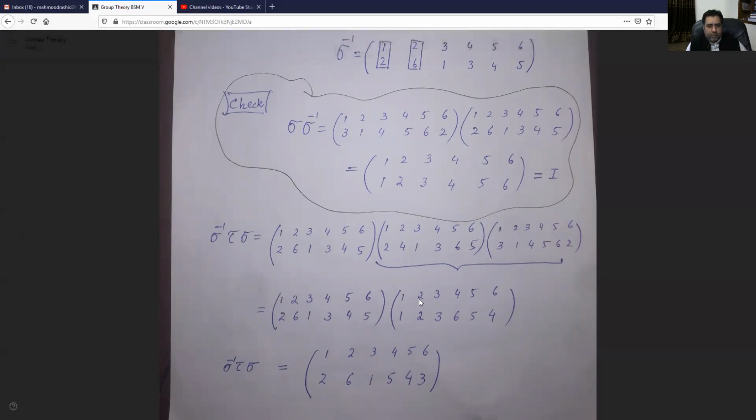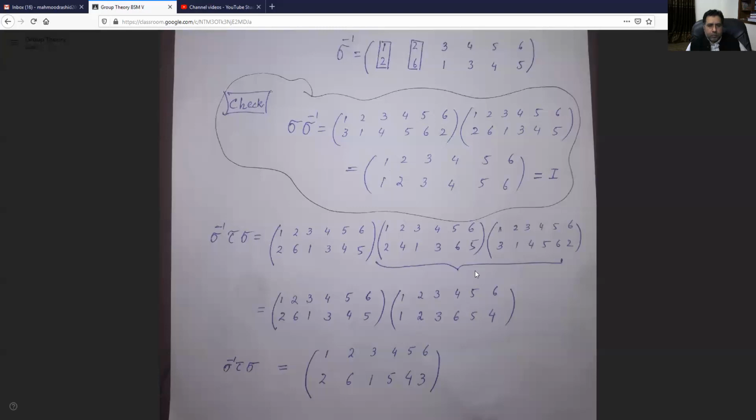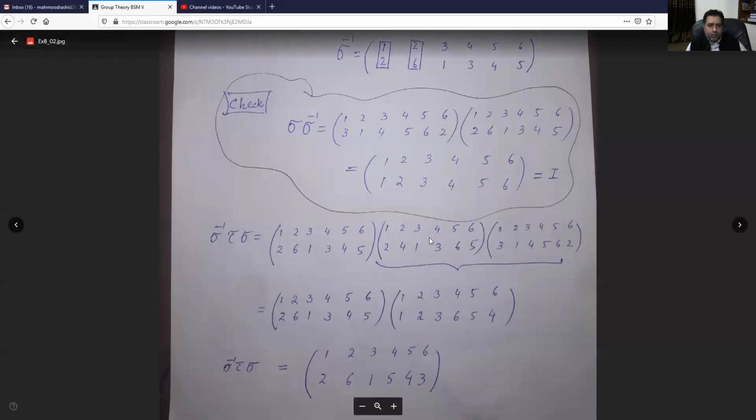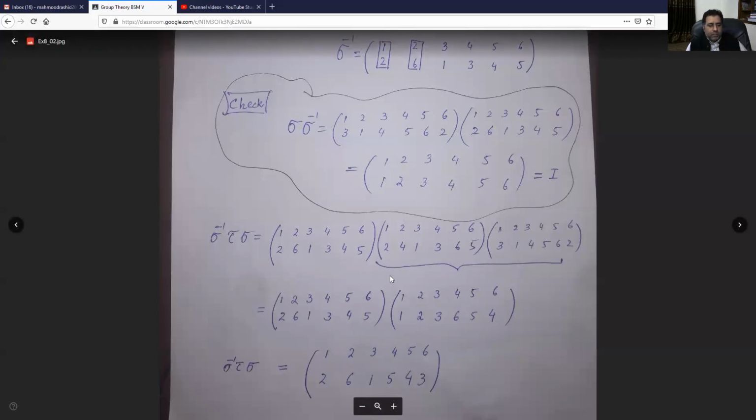So first write 1, 2, 3, 4, 5, 6 here, and then we want to see what are the images. So 1 goes to 3, 3 goes to 1, finally is 1, 2 goes to 1, 1 goes to 2, we have 2, 3 goes to 4, 4 goes to 3, and so forth. Now you can multiply these two permutations and you get this as the final result. Okay, I hope the message is clear now.